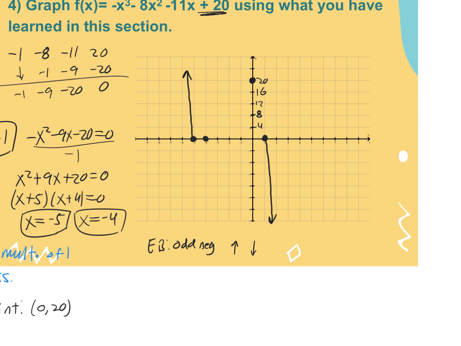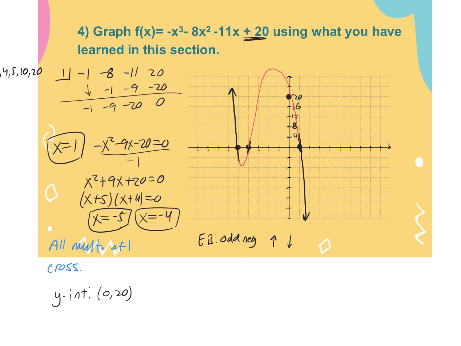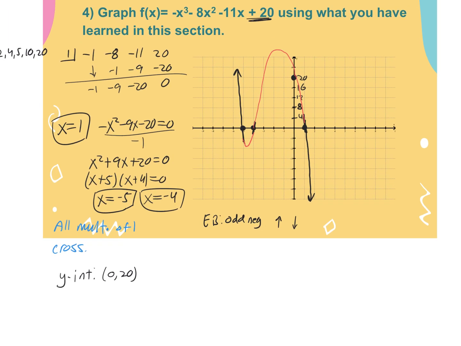And because of my multiplicities, I know I'm going to cross. So I know at some point I'm going to have to go down and then back up and then down here. Then I just want to fill in the gaps. I know for sure it's going to maybe go something like that. It might go something like that, and then it'll have to come back down. So this really is a rough estimate of our graph. If you stopped here, this would be somewhat accurate.